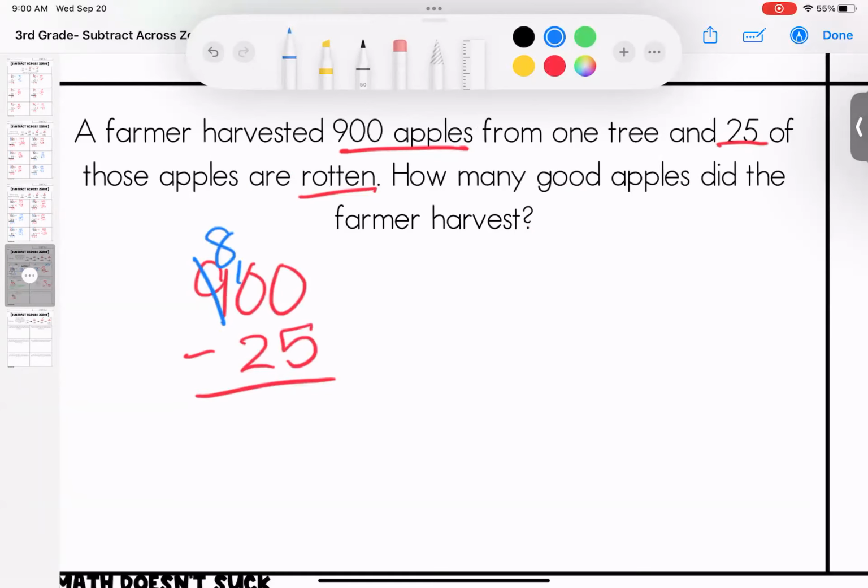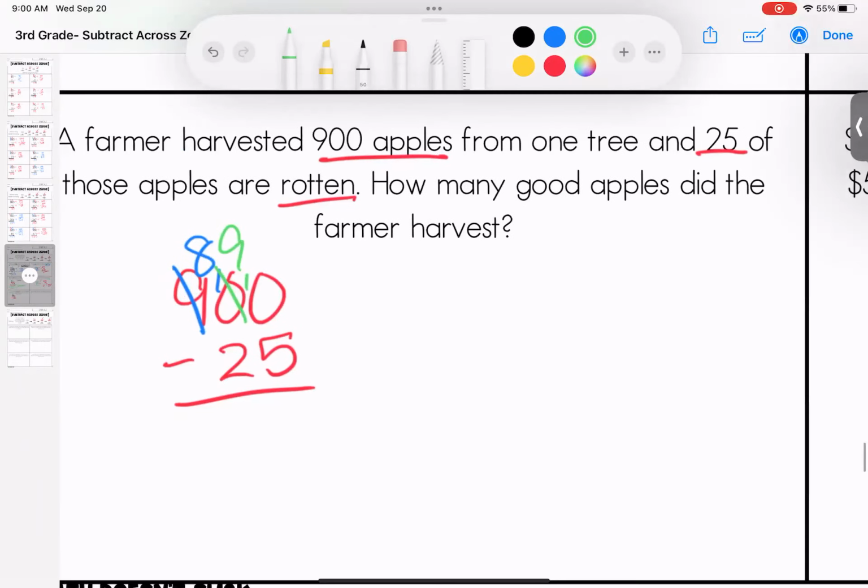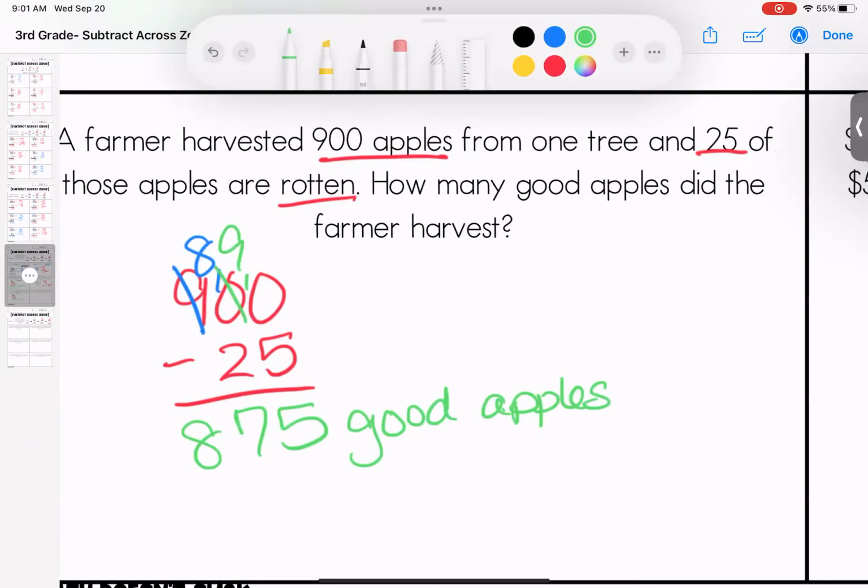9 becomes 8, 0 becomes 10. 10 becomes 9, 0 becomes 10. 10 minus 5 is 5, 9 minus 2 is 7, 8 minus nothing is 8. 875 good apples that could be sold or eaten.